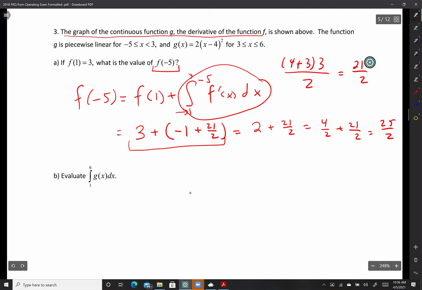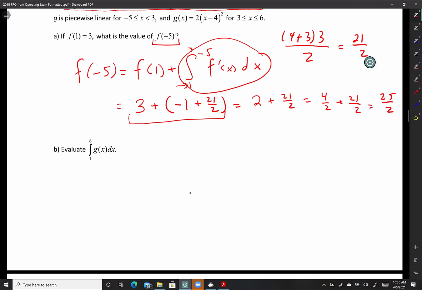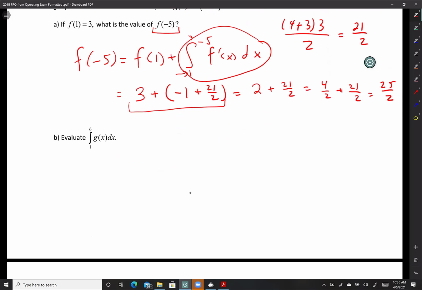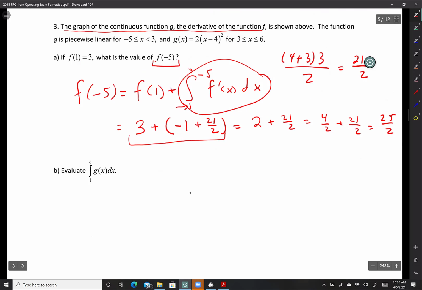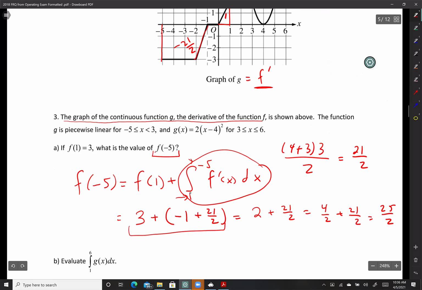All right, I think that's it for letter A. Letter B. Evaluate the integral from 1 to 6 of g prime of x dx. Okay, how am I going to do that?